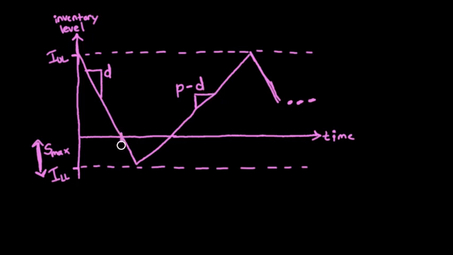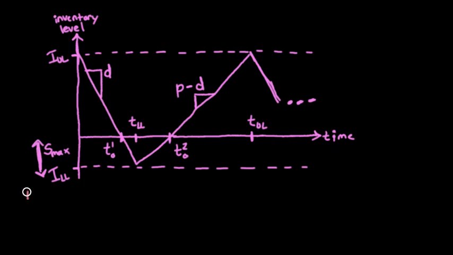We're going to call this time right here T01. It's the first time that the inventory level hits 0. And this time right here we're going to call TLL because that's the time that the inventory level hits the lower limit. And this time right here T02 because it's the second time that the inventory level is at 0. And we're going to call this time right here TUL because this is the time that we return to the upper limit.